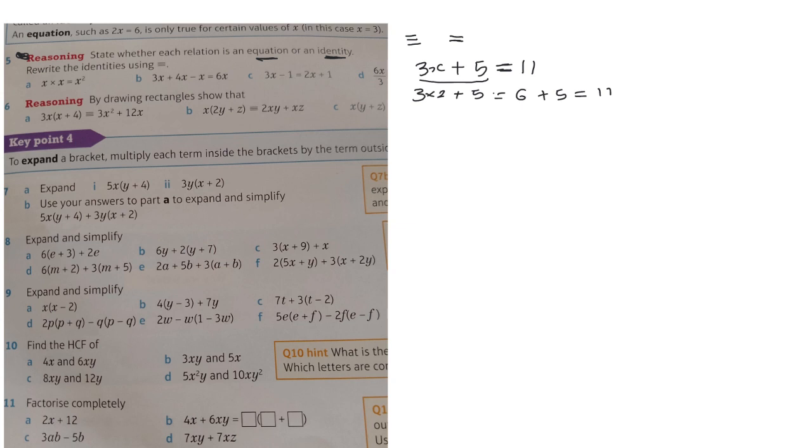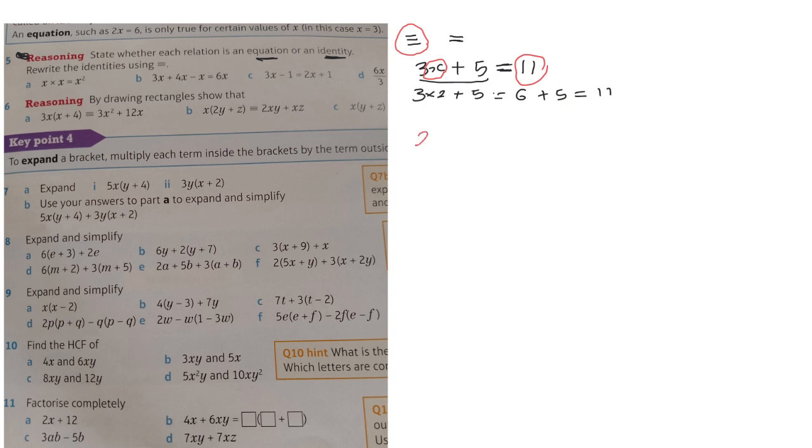So this is an equation. There is no other value of x that we can ever substitute that will give us the value of 11. Okay, but an identity is also an equation which is always true. So another way to talk about this symbol is something that means it's always going to be true.